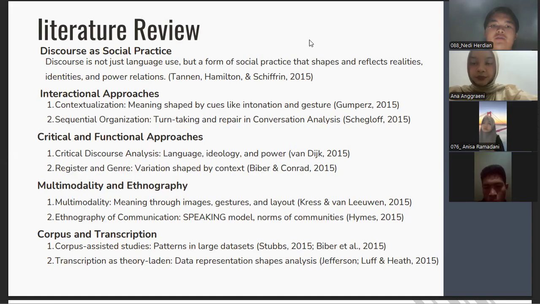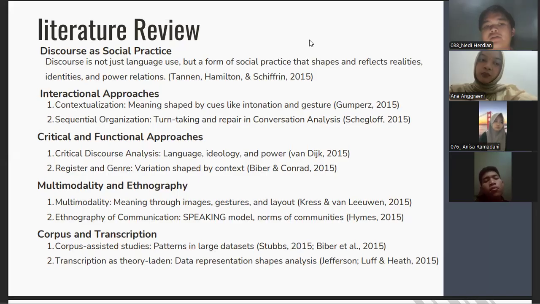And number five is corpus and transcription. Stubbs 2015 saw that corpus-assisted discourse studies identify recurring lexical patterns, collocations, and keywords that reveal how language constructs meaning across large datasets. Weber et al. 2015 expand this through register variation studies, showing how corpus methods support quantitative interpretation.